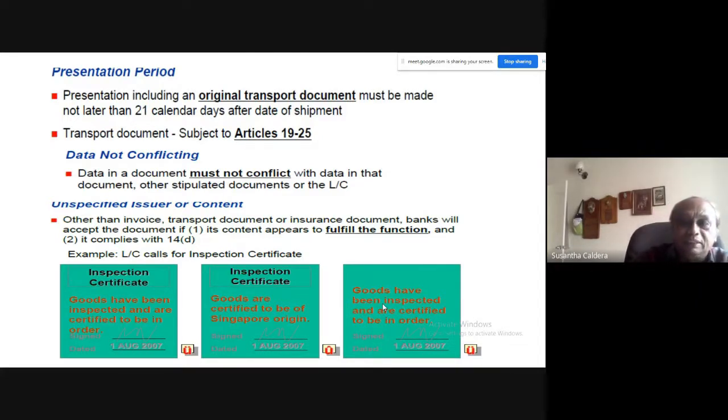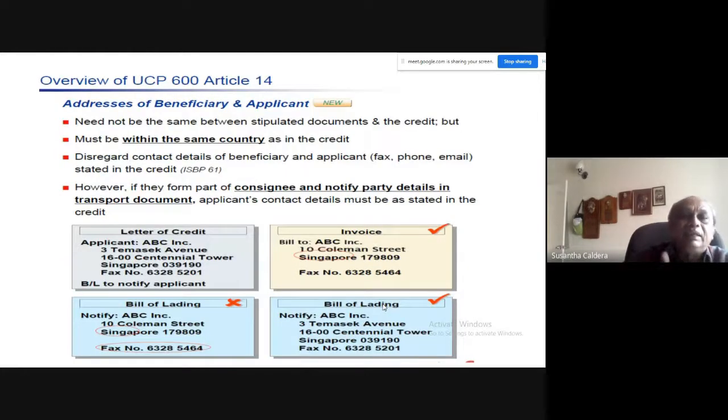If it fulfills the function, then we'll have to accept it. Right? Addresses of beneficiary and applicant. A new one. Addresses of beneficiary and applicant need not be the same between the stipulated document and the credit, but must be within the same country as in the credit. Very important.